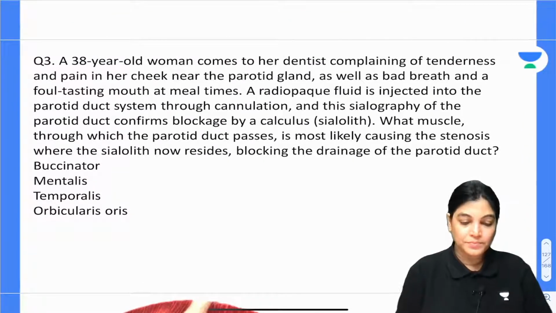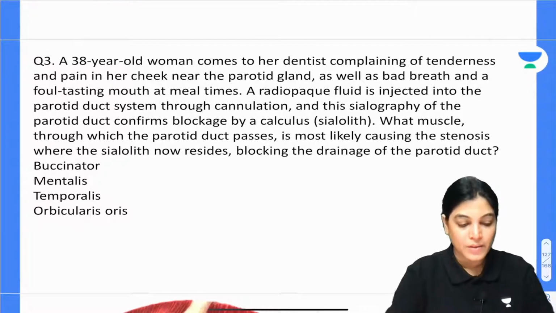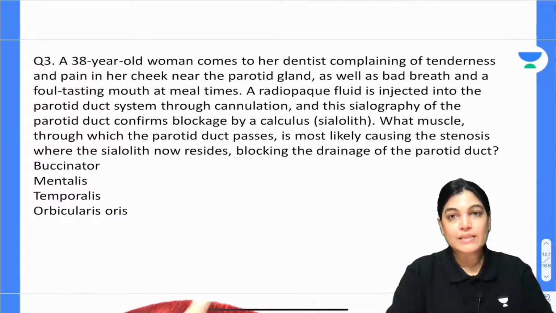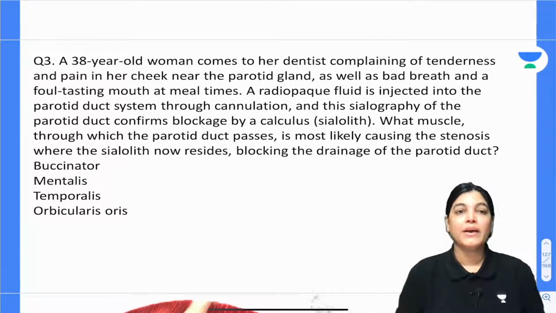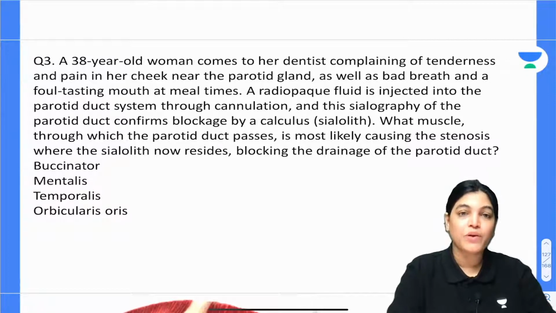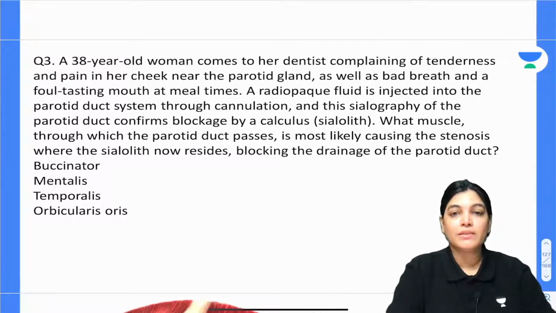A 38-year-old woman comes to her dentist complaining of tenderness and pain in her cheek near the parotid gland, as well as bad breath and a foul tasting mouth at meal times. A radio-opaque fluid is injected into the parotid duct system through canalization, and the sialography of the parotid duct confirms blockage of calculus, a sialolith. What muscle through which the parotid duct passes is most likely causing the stenosis where the sialolith now resides, blocking the drainage of the parotid duct?